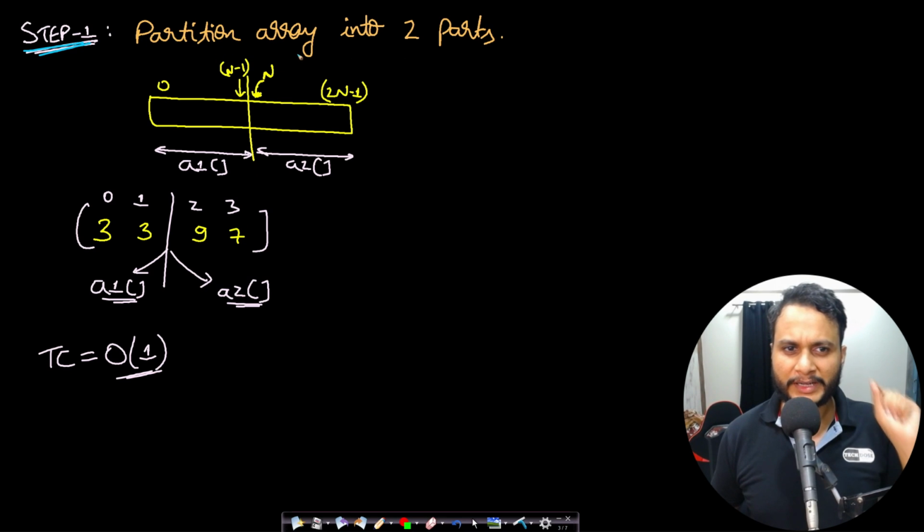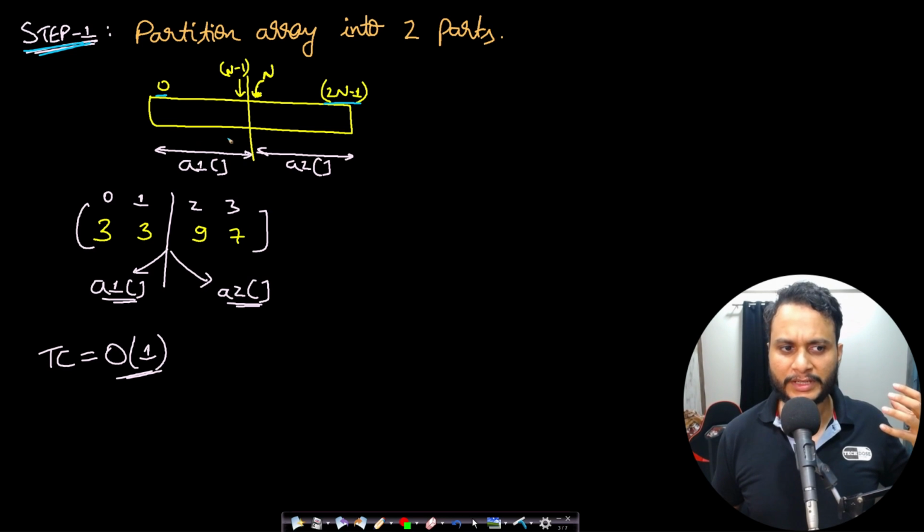This is about partitioning the array into two parts. Okay. Now if you have a 2n size array, then definitely you will have items from index 0 to 2n minus 1. So the first array we will just take from 0 to n minus 1, and the second array from n to 2n minus 1. Okay.